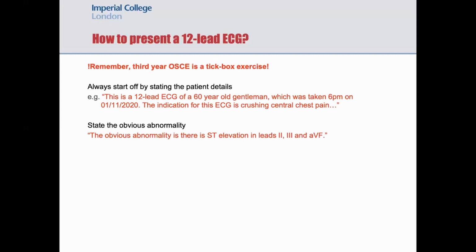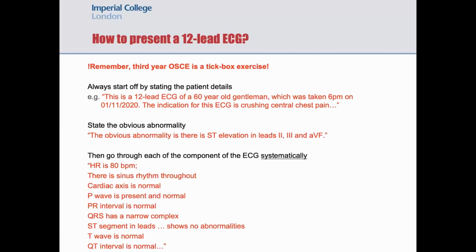And after this, you need to go back to every component that we've talked about on the slide before to be able to gain full marks in your ECG Viva station. So you have to comment on the heart rate, the rhythm, the cardiac axis, and then go through each component of that cardiac trace that we talked about.